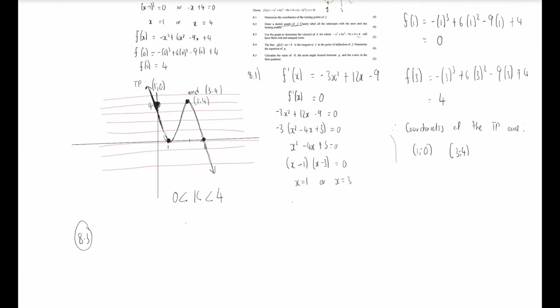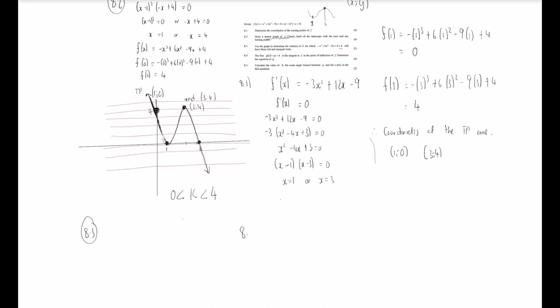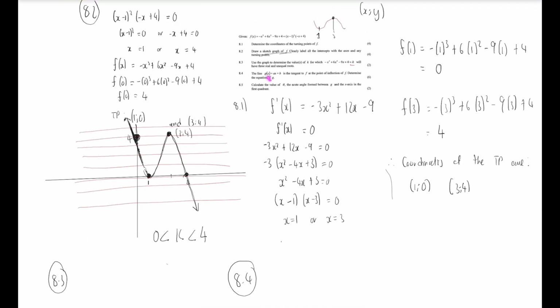That's for 8.4. We're given the line g of x equals ax plus b is the tangent to f. So this is a straight line equation, and it's a tangent to f at the point of inflection of f. So now what's the point of inflection? The point of inflection is where our graph changes concavity.